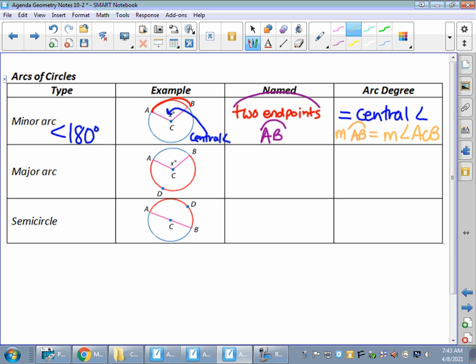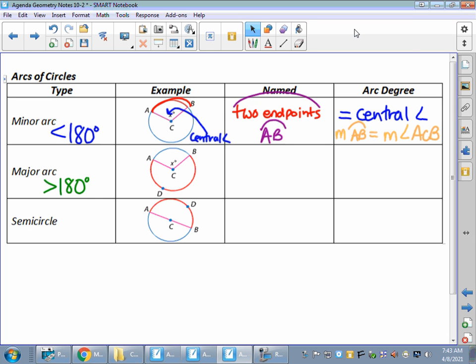So the arc is the same as the central angle. Easy peasy. If you know one, you know the other. Major arc is greater than 180. So it's more than half the circle, right?